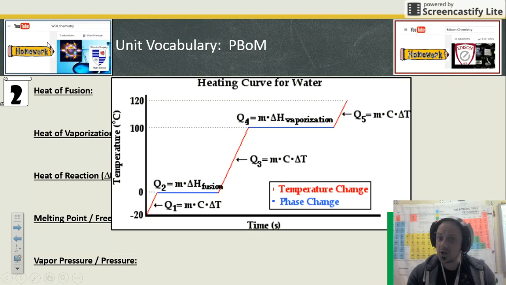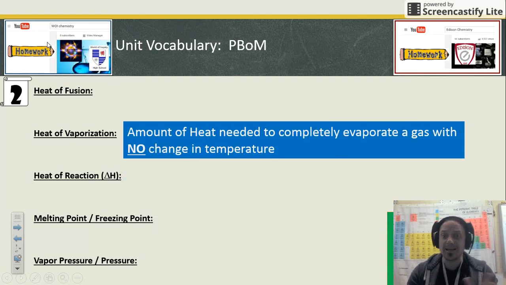Heat of vaporization is used at a different time. Instead of melting and freezing, we're going to use the heat of vaporization when we are boiling or condensing. And it's the same concept. It's the amount of energy used to boil or condense a substance from the liquid or the gas. Okay? No changes in temperature happen there.